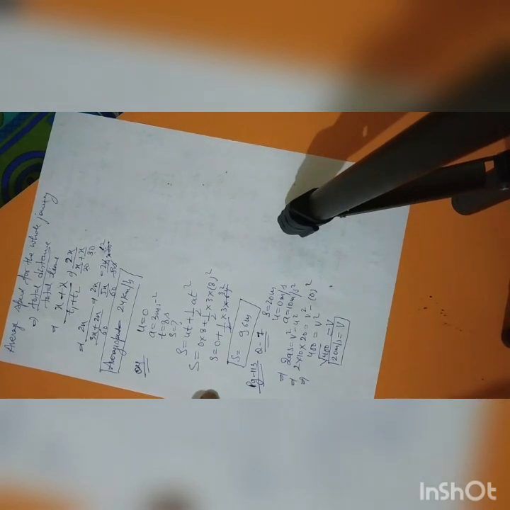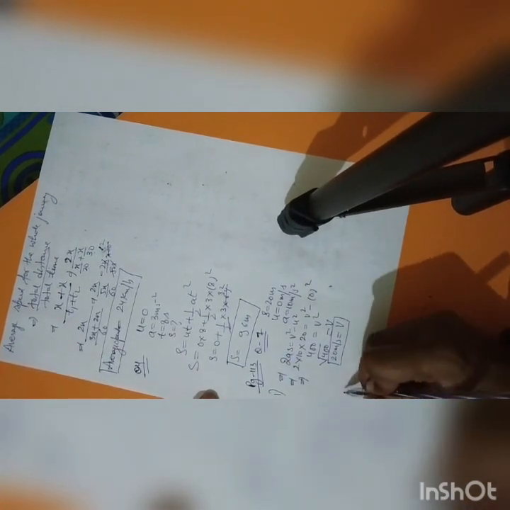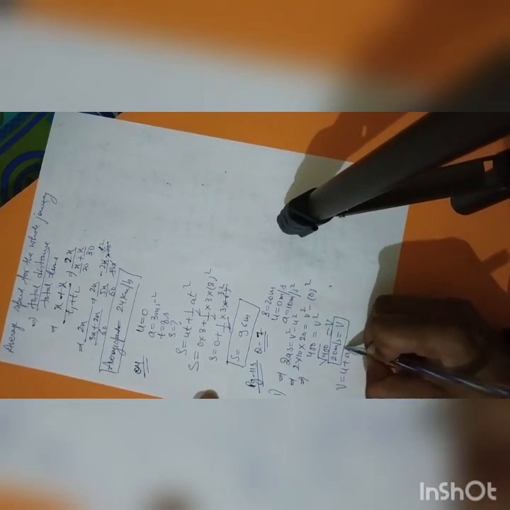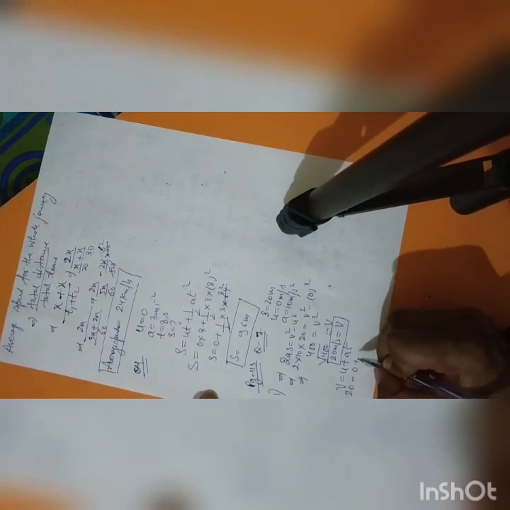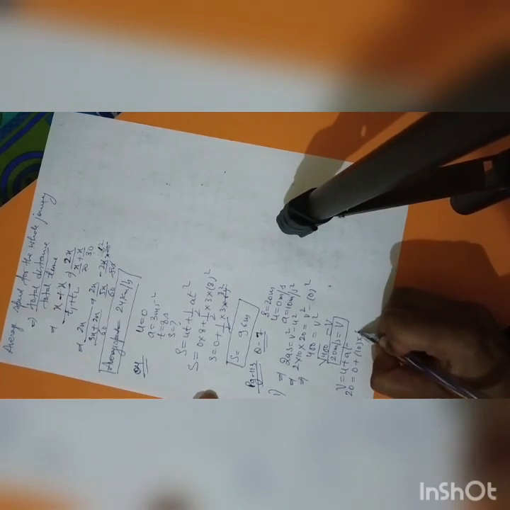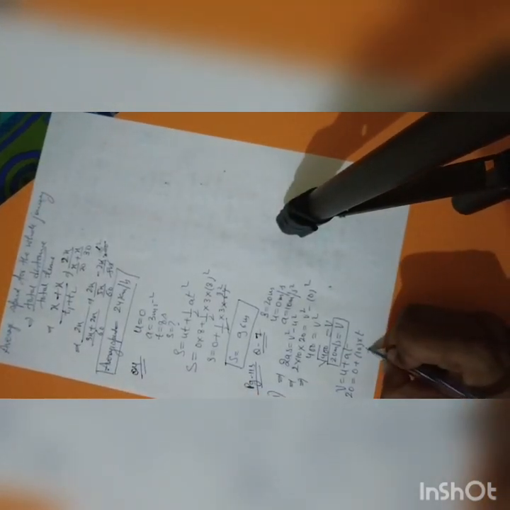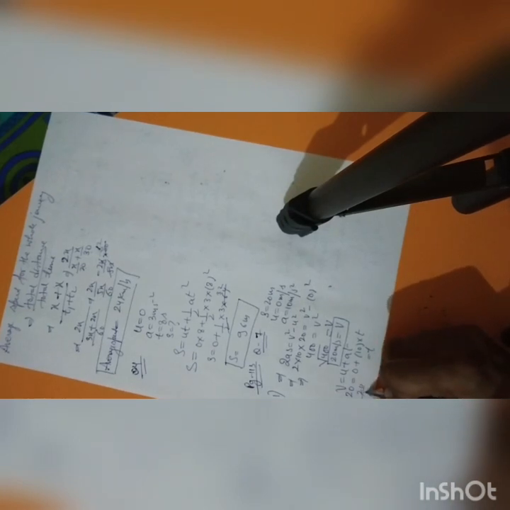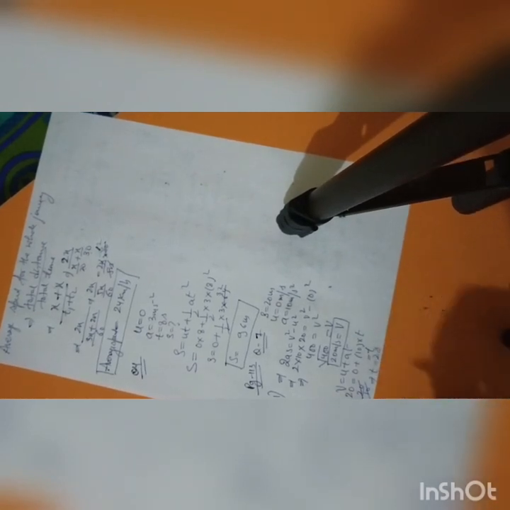Now we have to find out the time after which it will strike the ground. For finding the time, we'll use the first equation of motion, v equals u plus at. We have found v is 20, u is 0, acceleration is 10. Then the value of t would be 20 upon 10, 2 seconds. You'll see that the time would be 2 seconds.